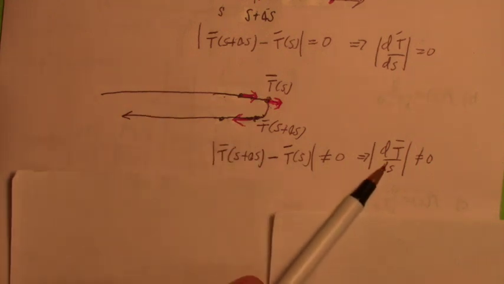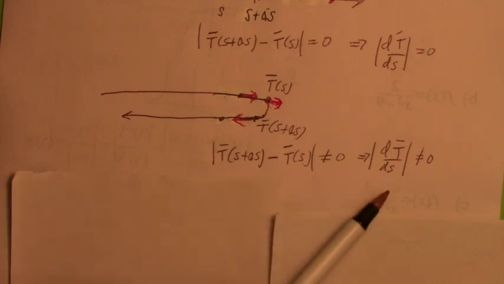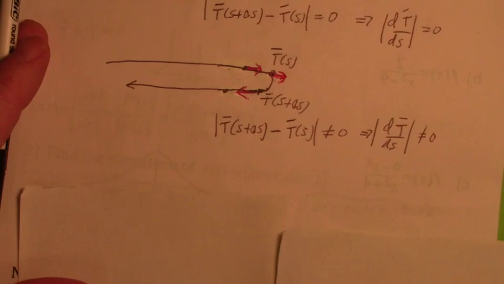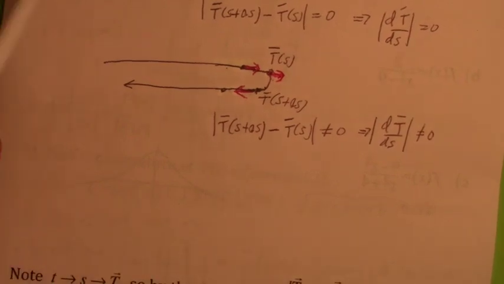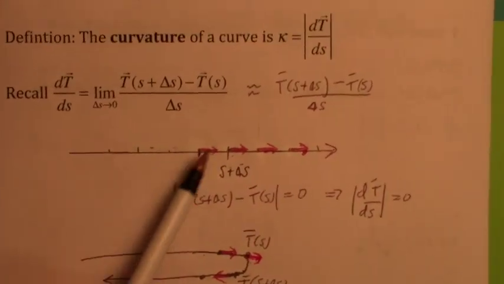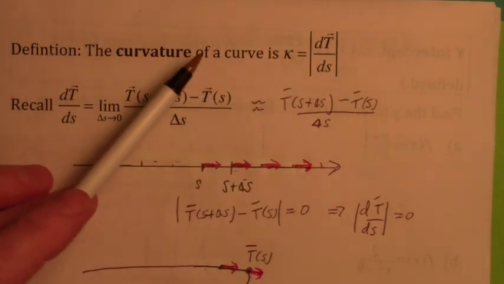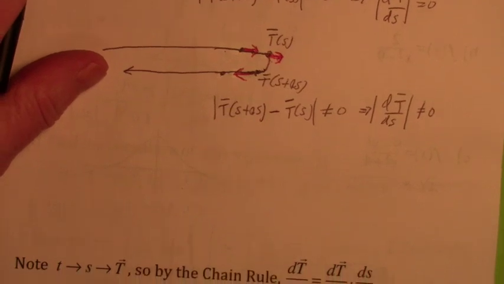So when you divide by delta s and take the limit as delta s goes to 0, you know that the curvature would certainly not be 0. Anyway, that's really nice. It's a good concept, but it's actually very hard to compute. We don't generally use that formula to compute the curvature.